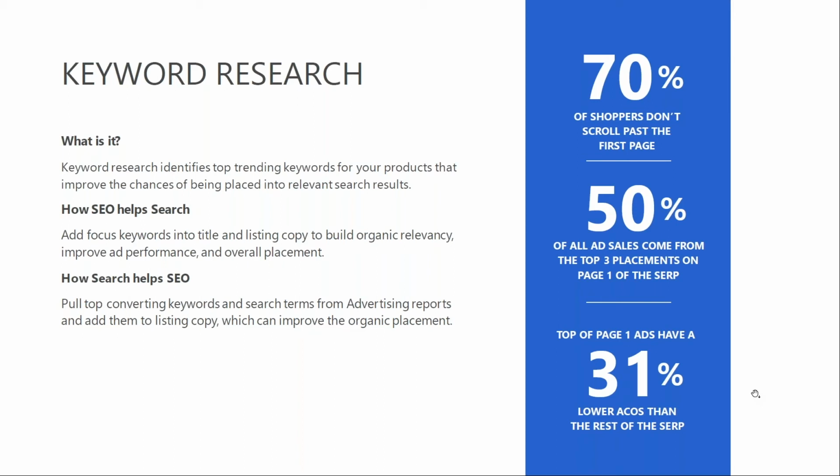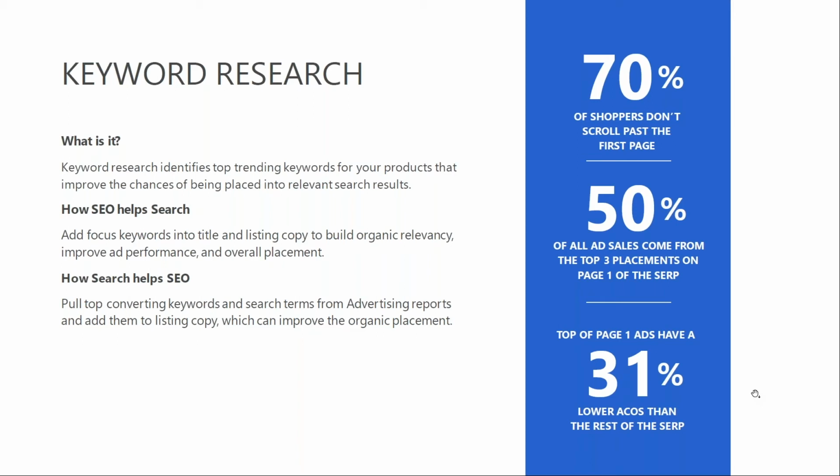The third, top of page 1 ads have a 31% lower ACoS than the rest of the SERP. That's because they may have higher bids, but they're going to have a much higher conversion rate. It's also worth noting 35% of all shoppers are clicking on that first product, and you'll note Amazon has it as a sponsored placement. As well, 81, oh, excuse me, that's the wrong stat.